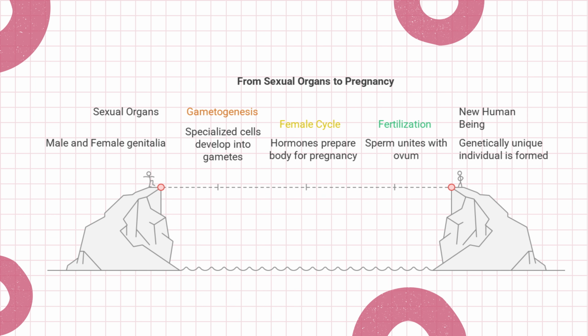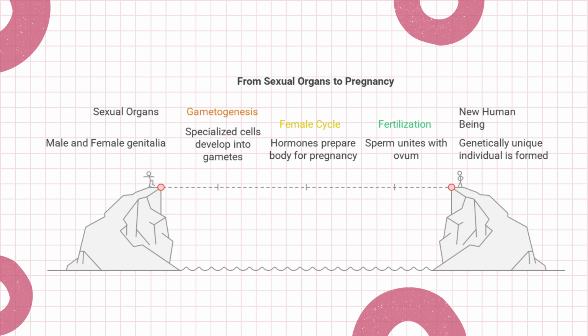Before we conclude today's lecture, let us take a moment to reflect on the incredible coordination and complexity of the human reproductive system. We began by exploring the anatomy of the male and female reproductive organs, each uniquely structured to support the production, transport, and union of gametes. Through spermatogenesis and oogenesis, we learned how specialized cells undergo intricate developmental processes to form sperm and ova, each carrying half the genetic blueprint of a potential new life.